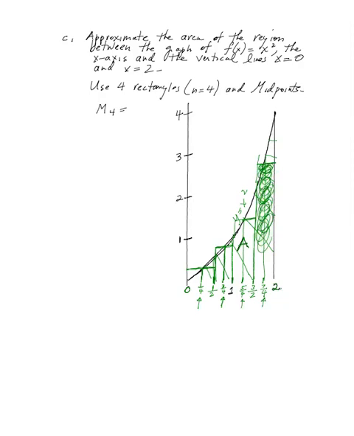Okay, so these are my rectangles that compose my Riemann sum. The sum of areas of rectangles is called a Riemann sum. And Riemann is the mathematician who is credited with doing this. Okay? So let's compute the area of these 4 rectangles, this Riemann sum that we're calling M4.